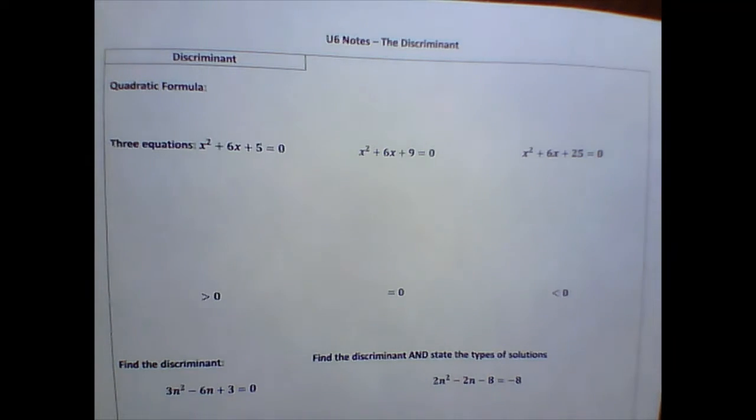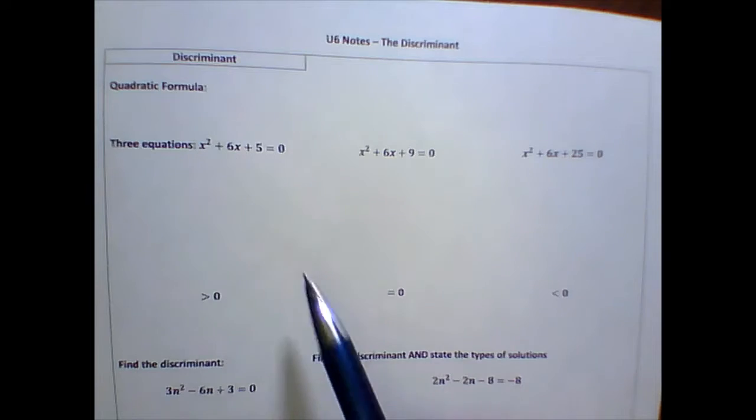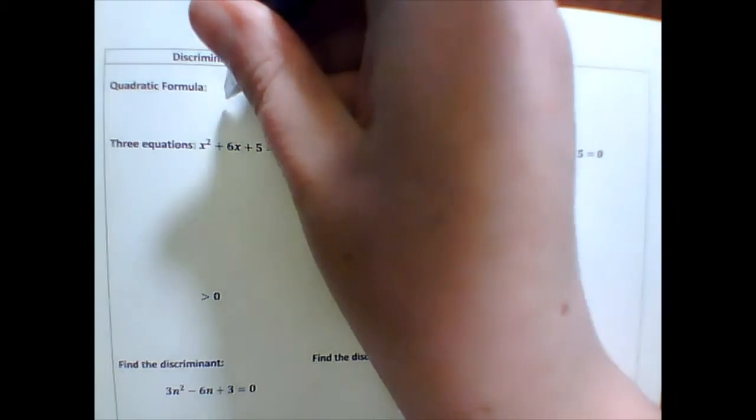All right, so we're going to move away from the circuits for a little bit, and we're going to talk about something called the discriminant. To do that, we're going to visit our old friend, the quadratic formula. So let's see if we can remember how this works.